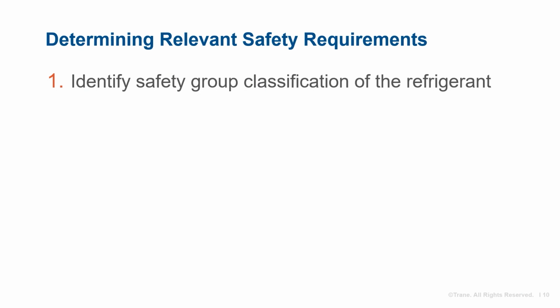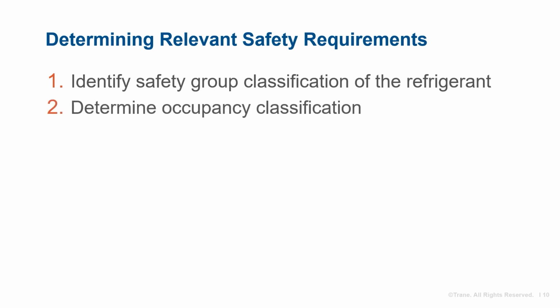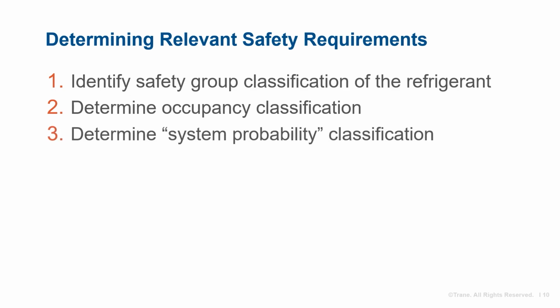Now, to determine which safety requirements must be met for a specific project to achieve compliance with Standard 15, the first step is to identify the safety group classification of the refrigerant. Then you determine the occupancy classification of the space served by the refrigeration system. And finally, you determine the system probability classification. Based on these three pieces of information, you can then identify the relevant safety requirements from the standard.